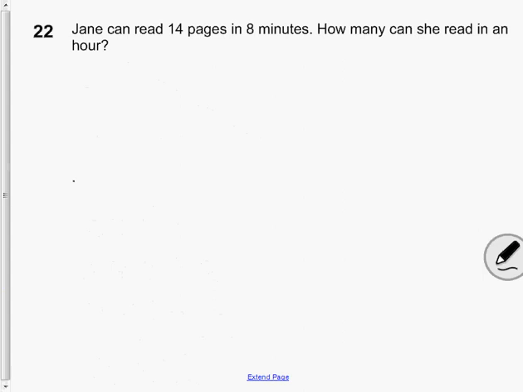Question 22, or I guess it's not 22 on yours, it's 22 on mine, but the next question says, Jane can read 14 pages in 8 minutes. So if I put a unit rate of 14 pages in 8 minutes, and then how many can she read in an hour, we can set it up like this. So notice how I didn't use 1 for the bottom of the second one. Since I used minutes for the units in the first rate, I had to make sure I used the same in the second. So it was just a quick conversion.